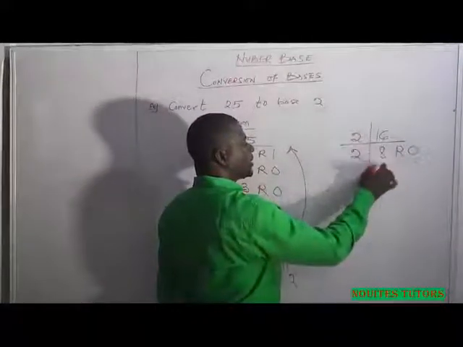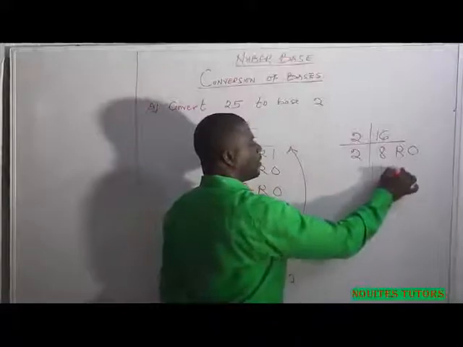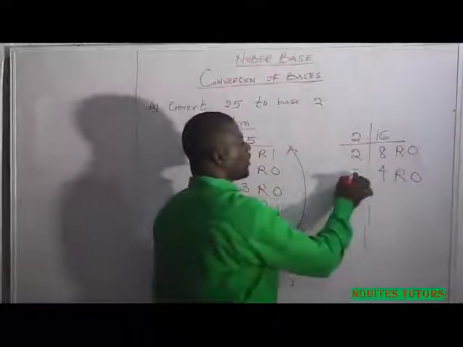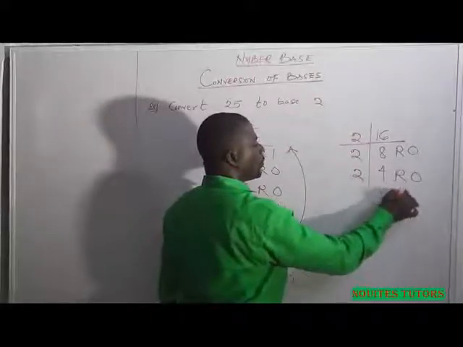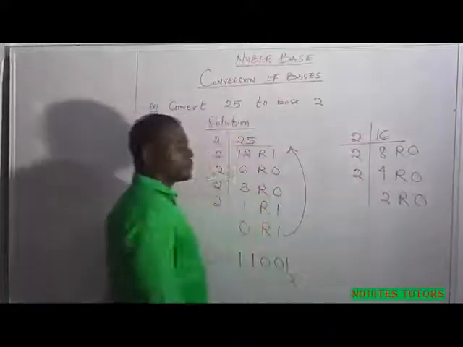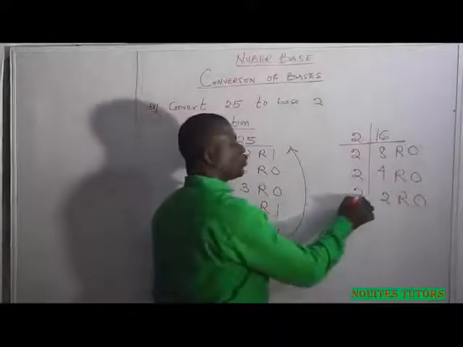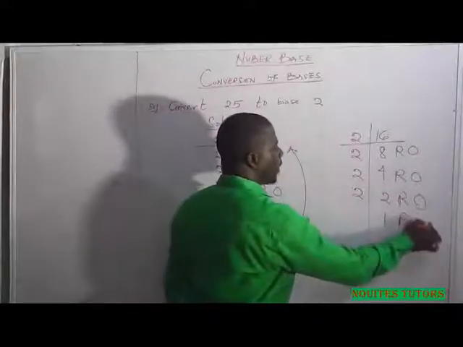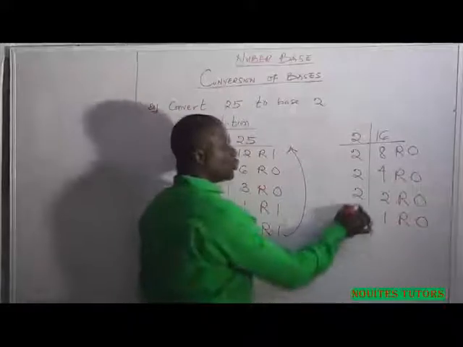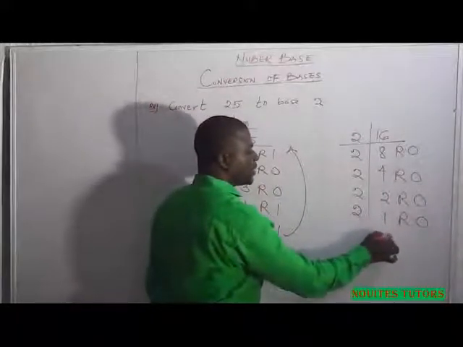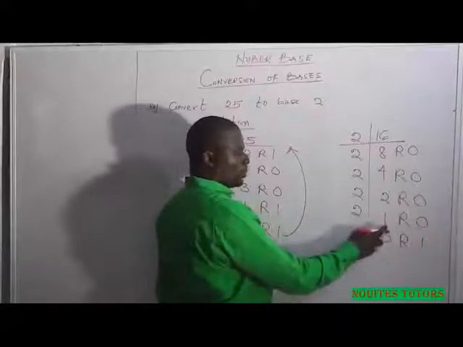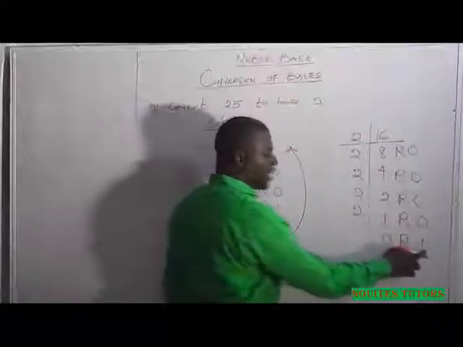2 in 8 is 4, remainder 0. 2 in 4 is 2, remainder 0. Then 2 in 2 is 1, remainder 0. Then 2 in 1 is 0, remainder 1. Because 2 cannot go in 1, that's why you have 0. So you just carry the 1.